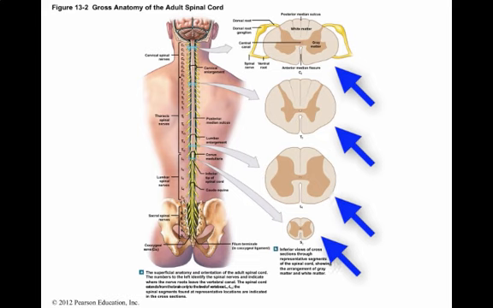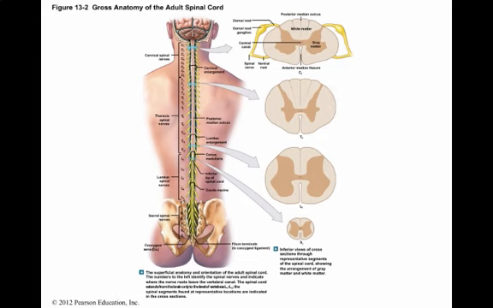There are some variations in the proportions of gray matter versus white matter in the cervical, thoracic, lumbar, and sacral regions of the spinal cord. Here we can see that the lumbar region has the most amount of gray matter, and the thoracic region has the least amount of gray matter versus the white matter.